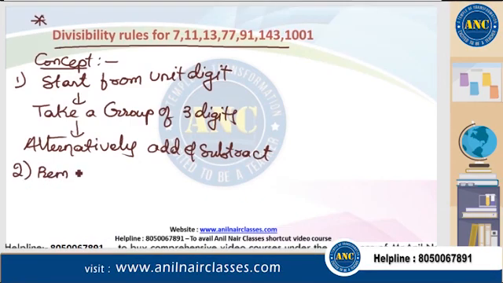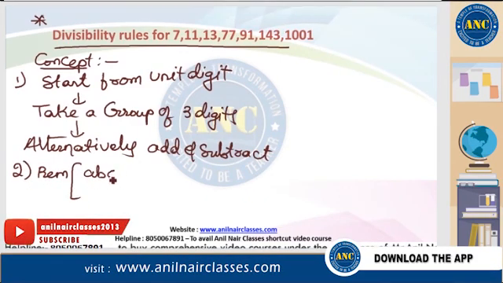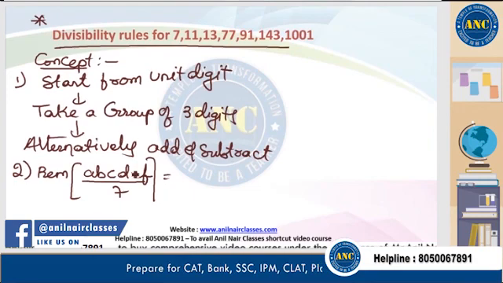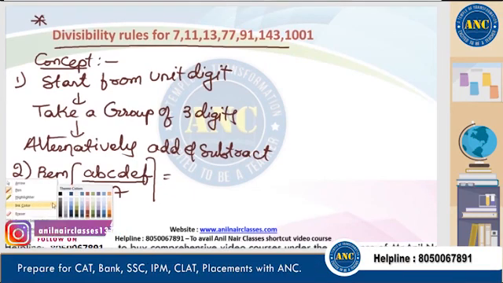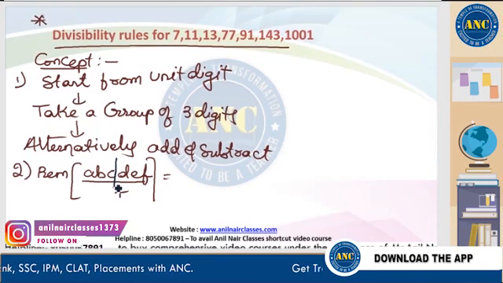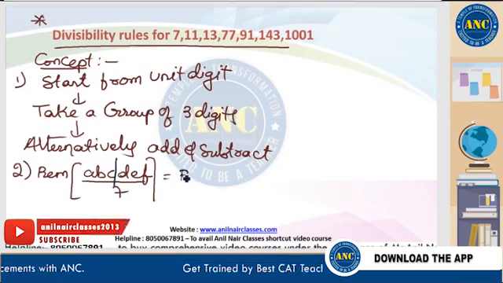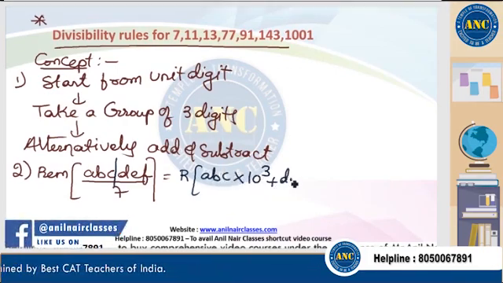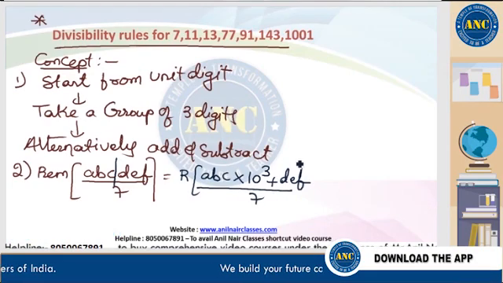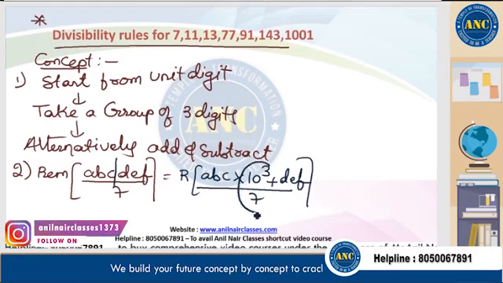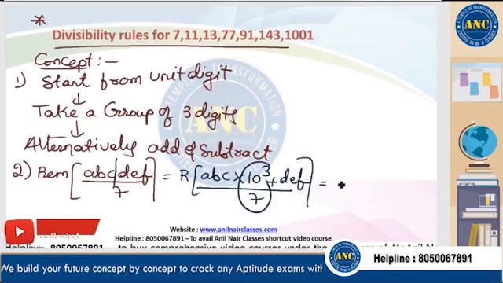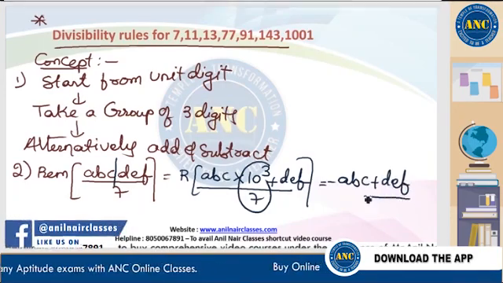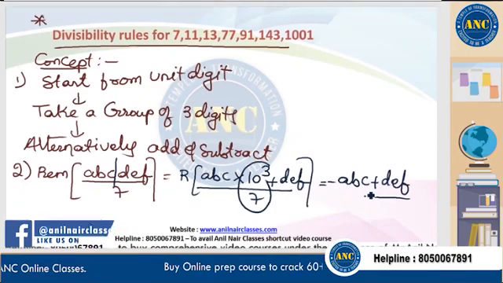Why? Because, for example, take a number ABCDEF when divided by 7. Start from the unit digit and take a group of 3 digits. This can be written as ABC into 10 cube plus DEF, divided by 7. 10 cube divided by 7 is minus 1, so this will become minus ABC plus DEF. This is the answer. I hope it is clear, right?